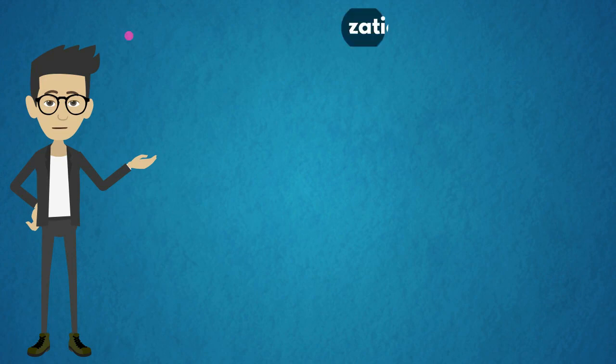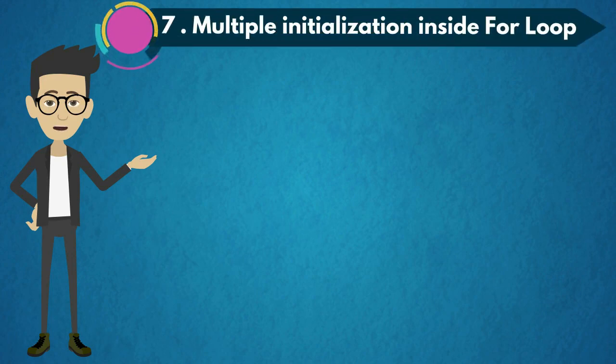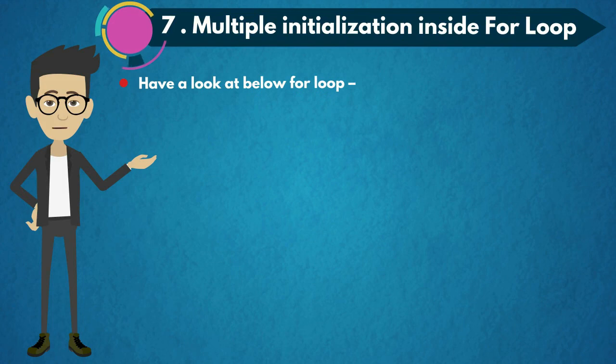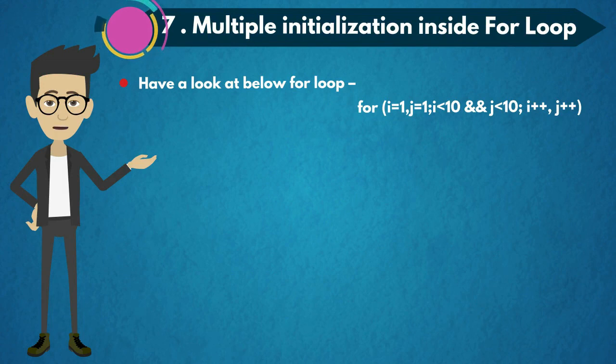The seventh concept is multiple initialization inside a for loop. Have a look at the below for loop. Example: for I equal to 1 comma j equal to 1 semicolon I less than 10 and operator j less than 10 semicolon I plus plus comma j plus plus. Here the initialization and updation are given.